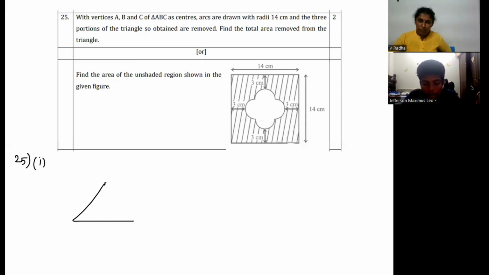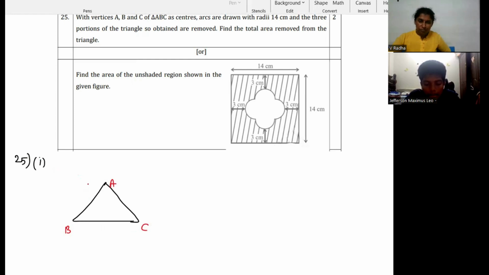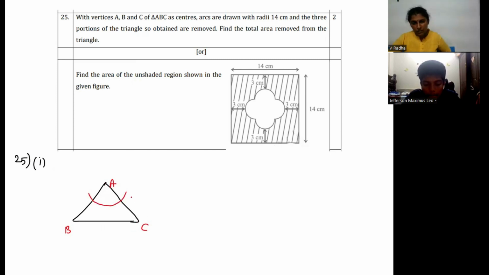Actually, this is a triangle. So we name the points A, B, C. This is A, this is B, and this is C. The arcs are of radius 14. With respect to A, one arc is drawn like this, one more arc is drawn, and with respect to B, one more arc also. Are you okay now? Okay, ma'am.